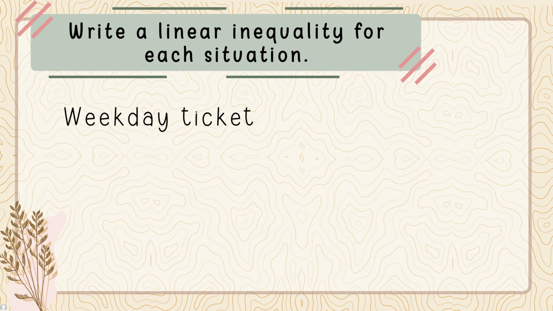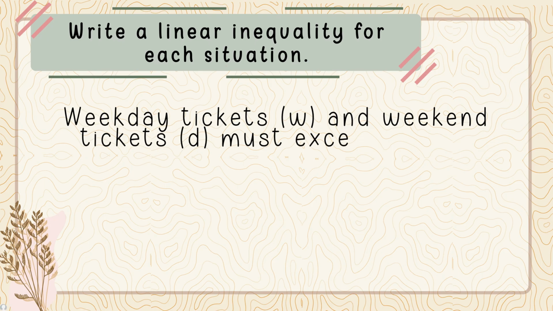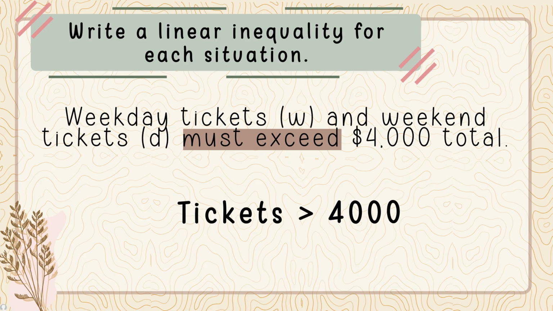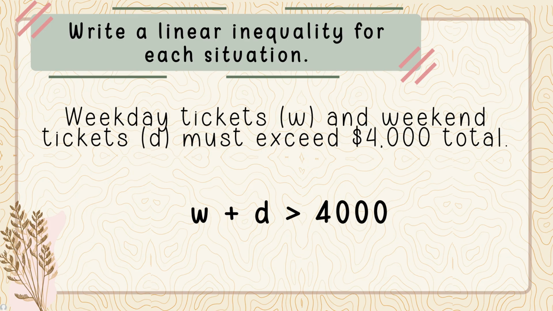Here's another situation. Weekday tickets, which we'll call W, and weekend tickets, which we'll call D, must exceed $4,000 total. Since we see that it must exceed 4,000, we can write this as tickets must be greater than 4,000. And since we know the tickets come from weekday and weekend tickets, we'll add both of those together. And together they must be greater than 4,000.